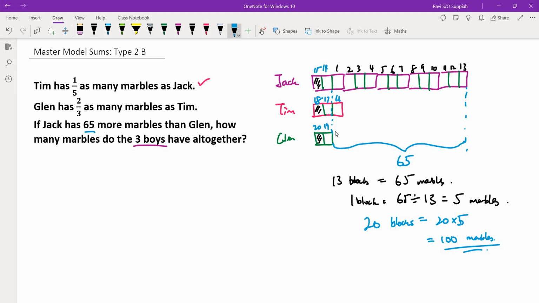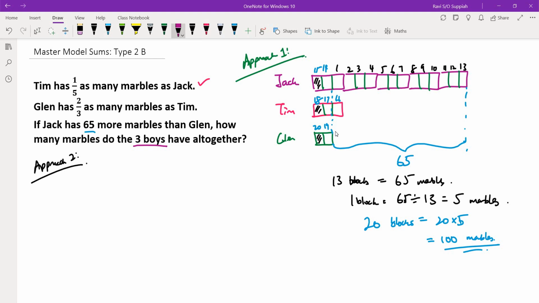Okay, now I'm going to show you the second approach. So this is approach 1. And now we're going to look at approach 2. Approach 2 is using ratios.